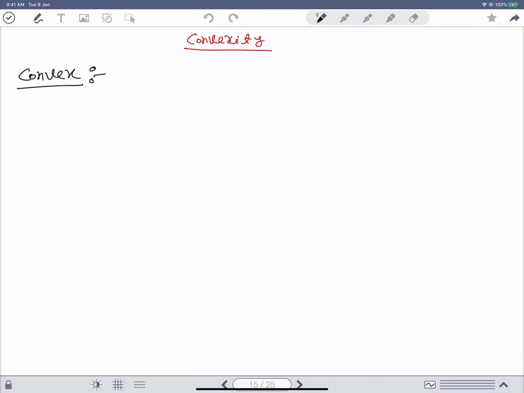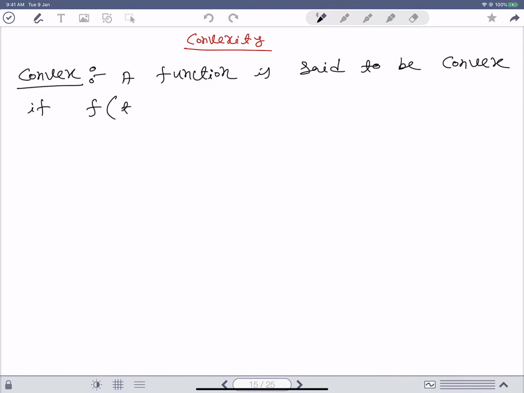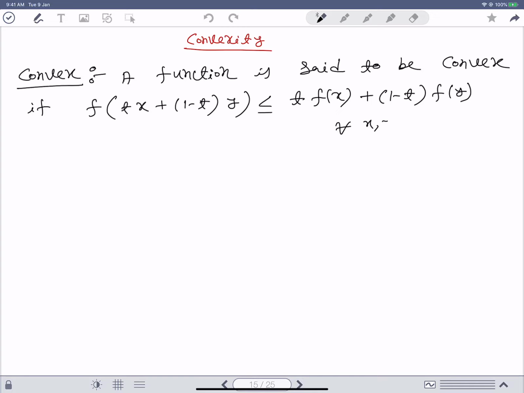So first of all, a function is said to be convex if you have this one. f of tx plus (1 minus t)y is less than or equal to t f of x plus (1 minus t) f of y, for all x, y belonging to the domain D and t belonging to the closed interval [0, 1]. Okay? Now this is the definition of convex.